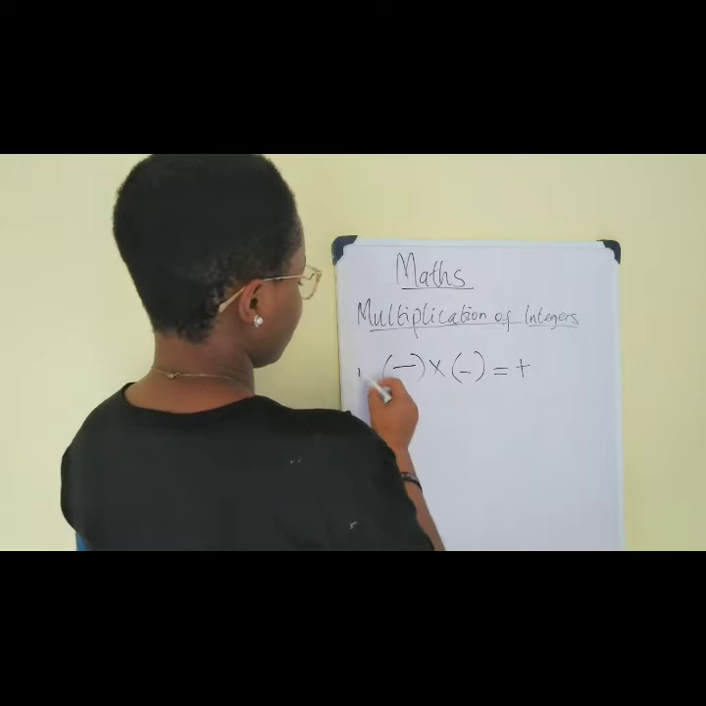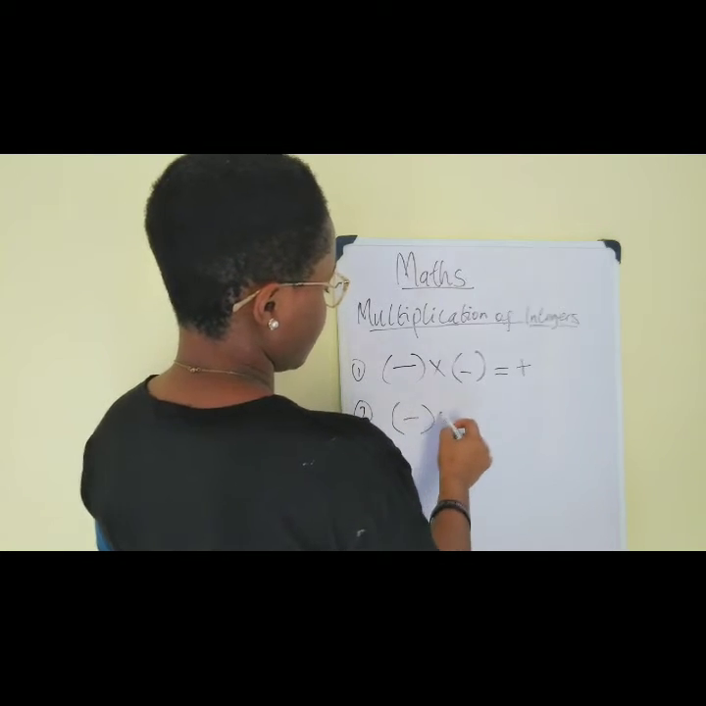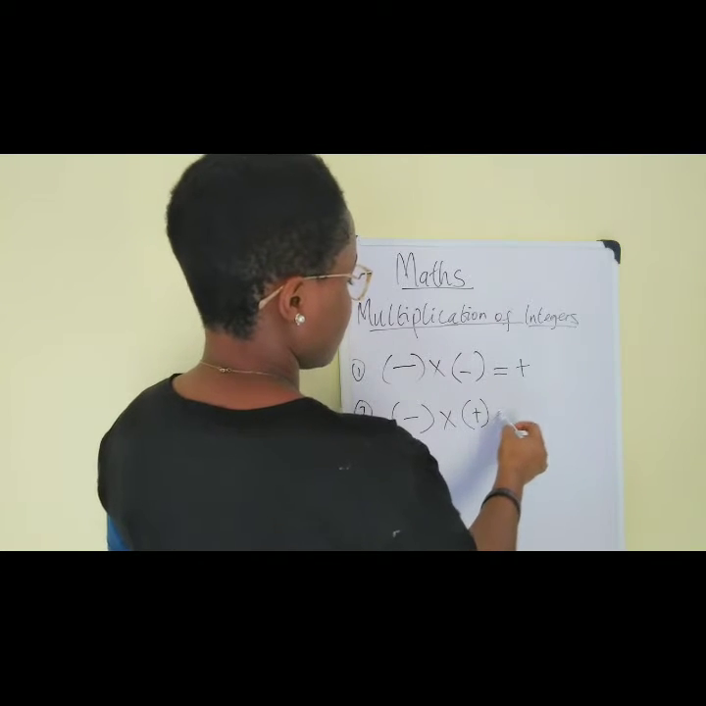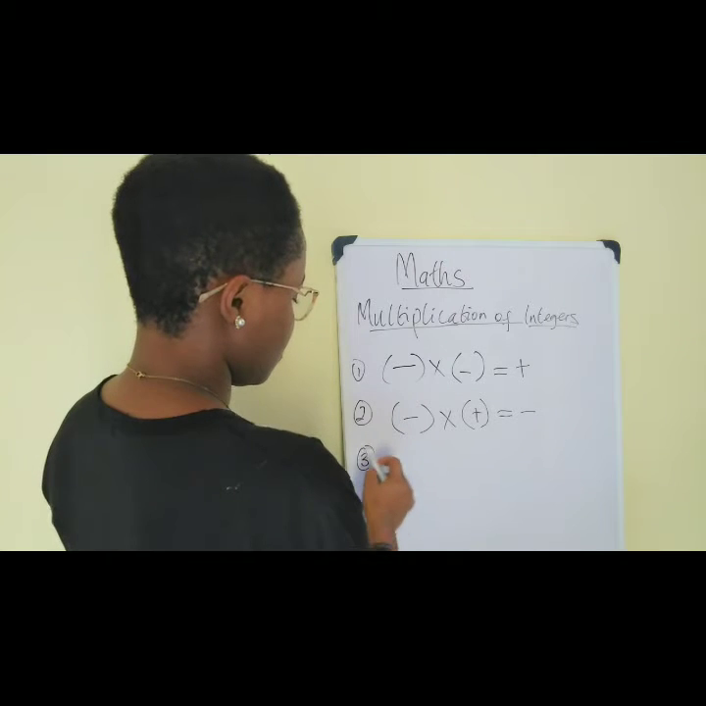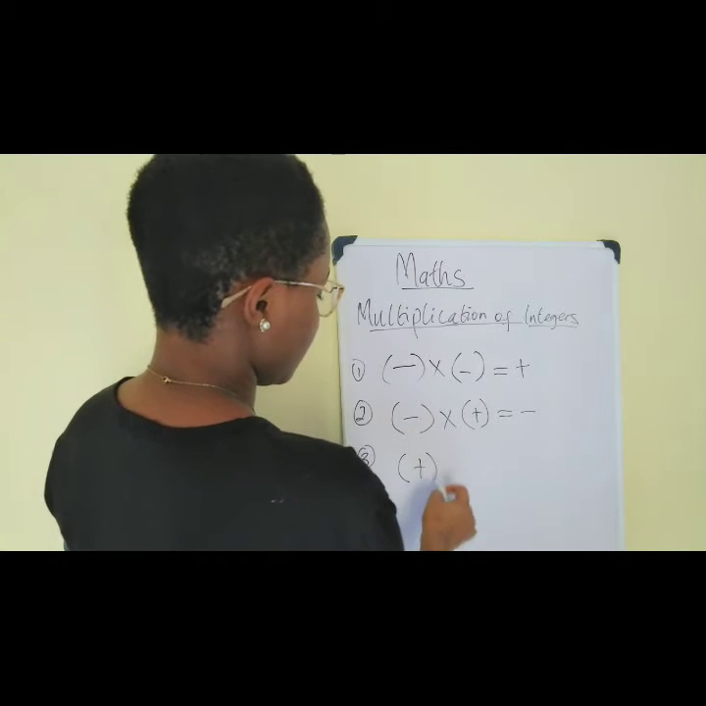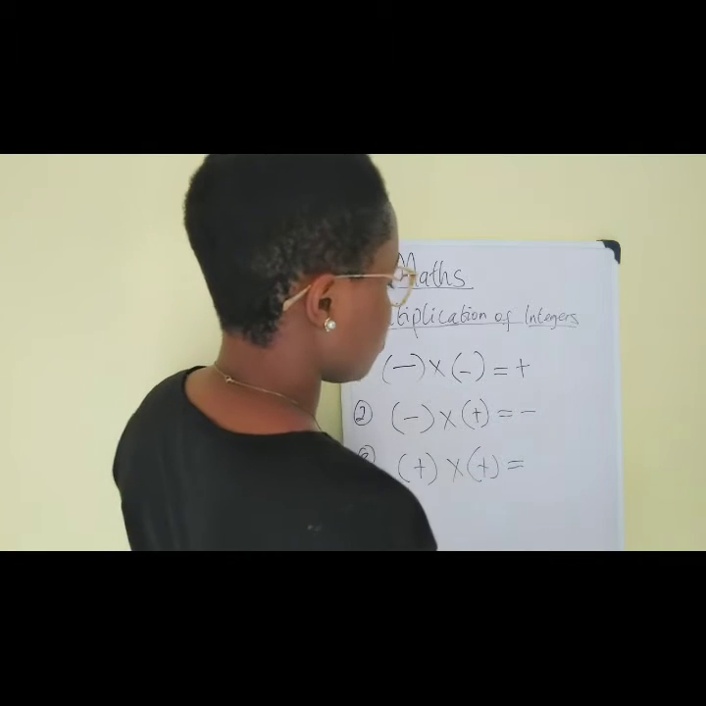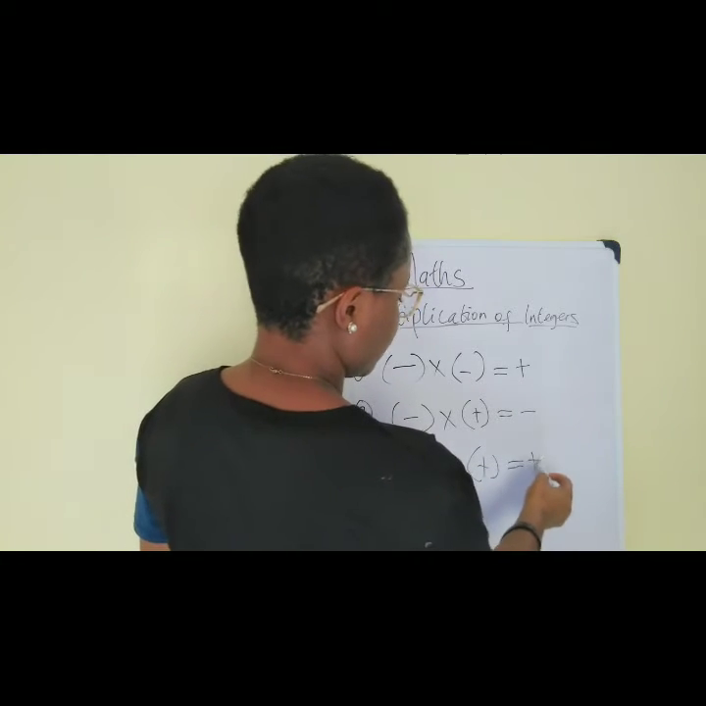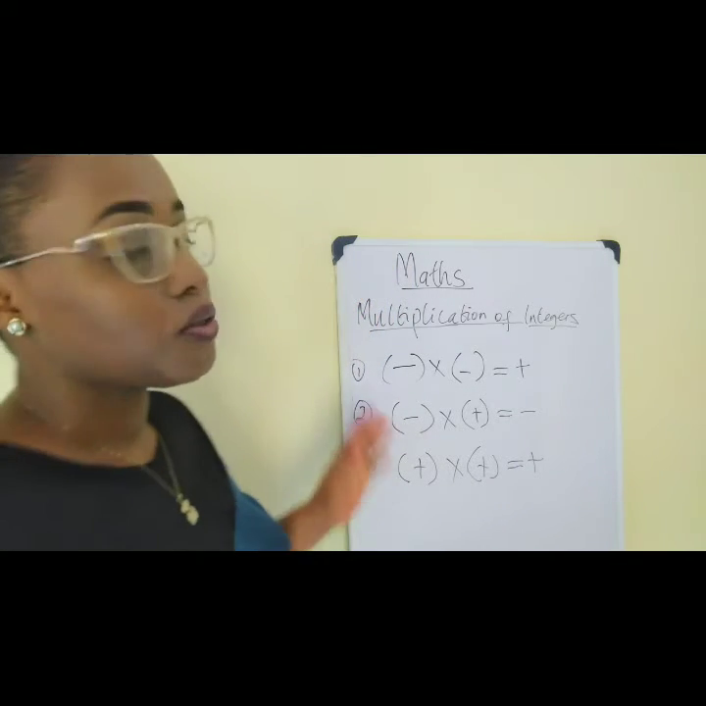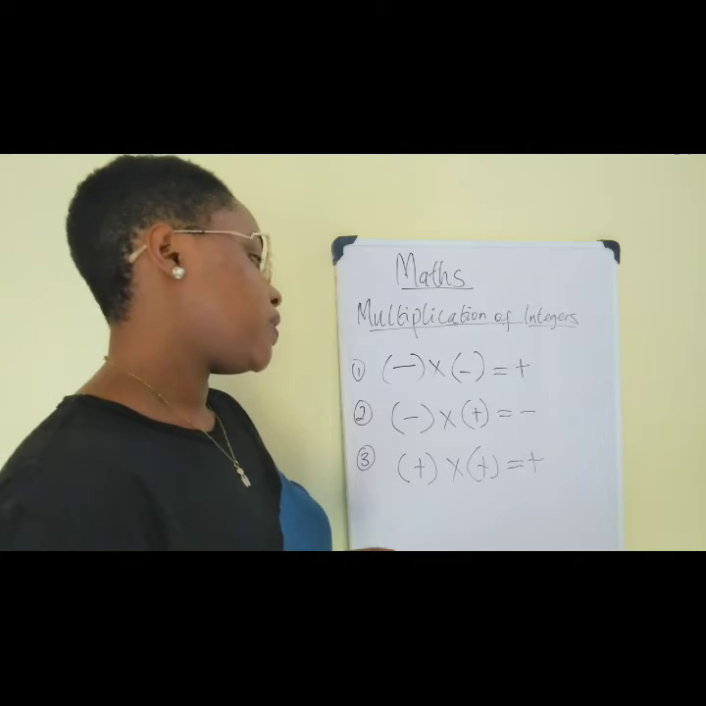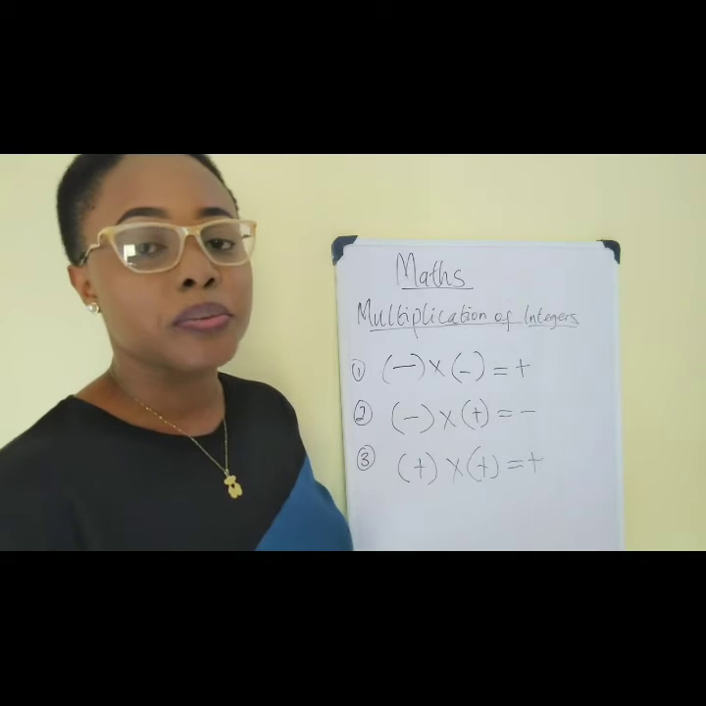The second rule goes this way. If a negative integer is multiplying a positive integer, the outcome will be a negative outcome. And the last one is, if a positive integer is multiplying another positive integer, the outcome will be positive. So these are the rules that you should use in multiplication of integers to get the correct result. So let's go ahead and solve some multiplication problems.